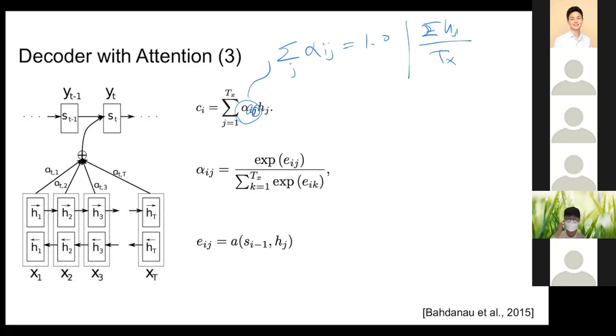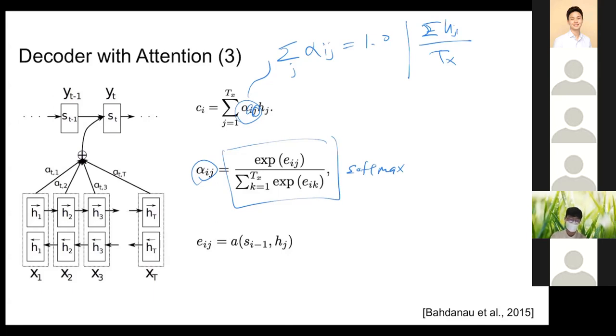And so how do we define alpha? Well, alpha is defined by, you are familiar with this equation, right? What do you call this? What is this equation? This is softmax, right? Yep, you're right. Good job. Okay, so it's called softmax.